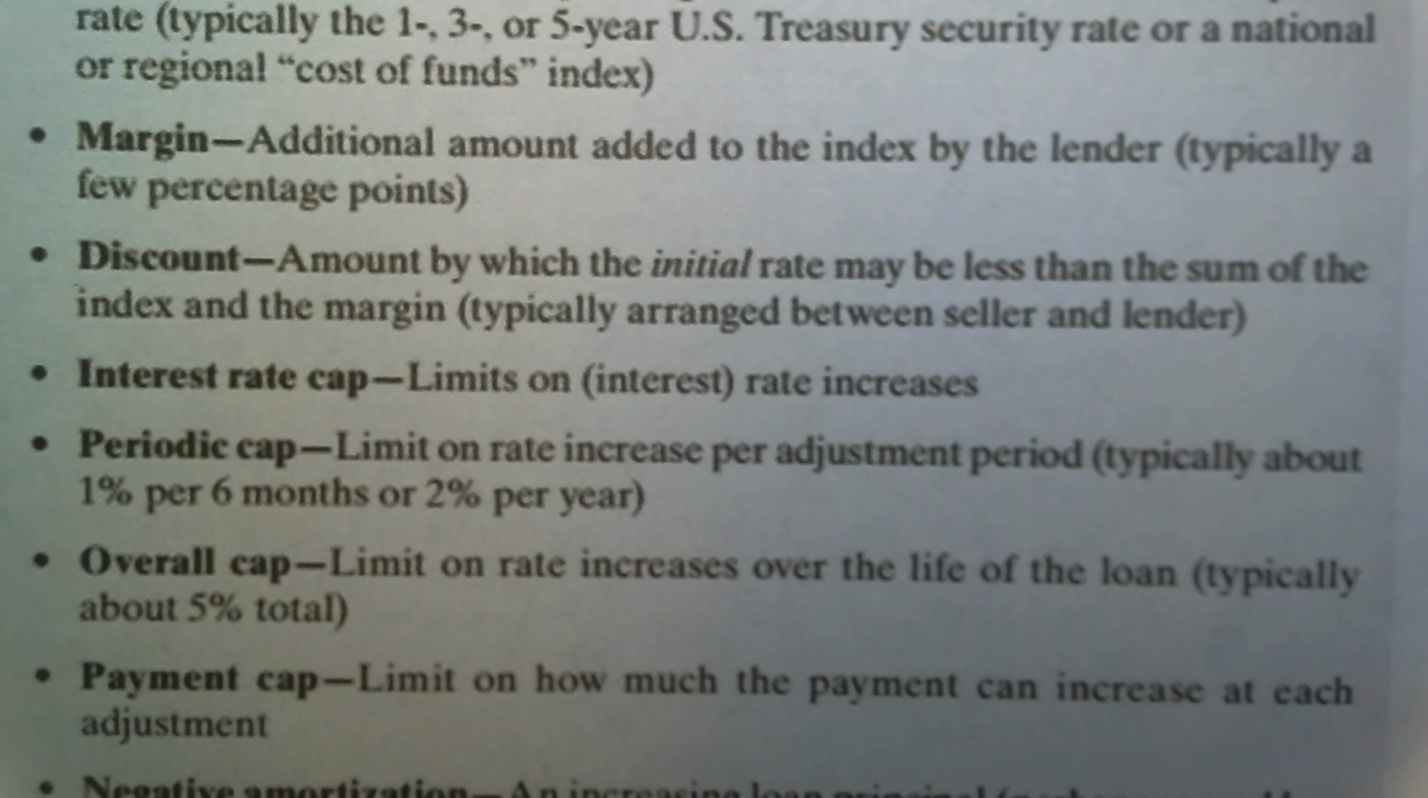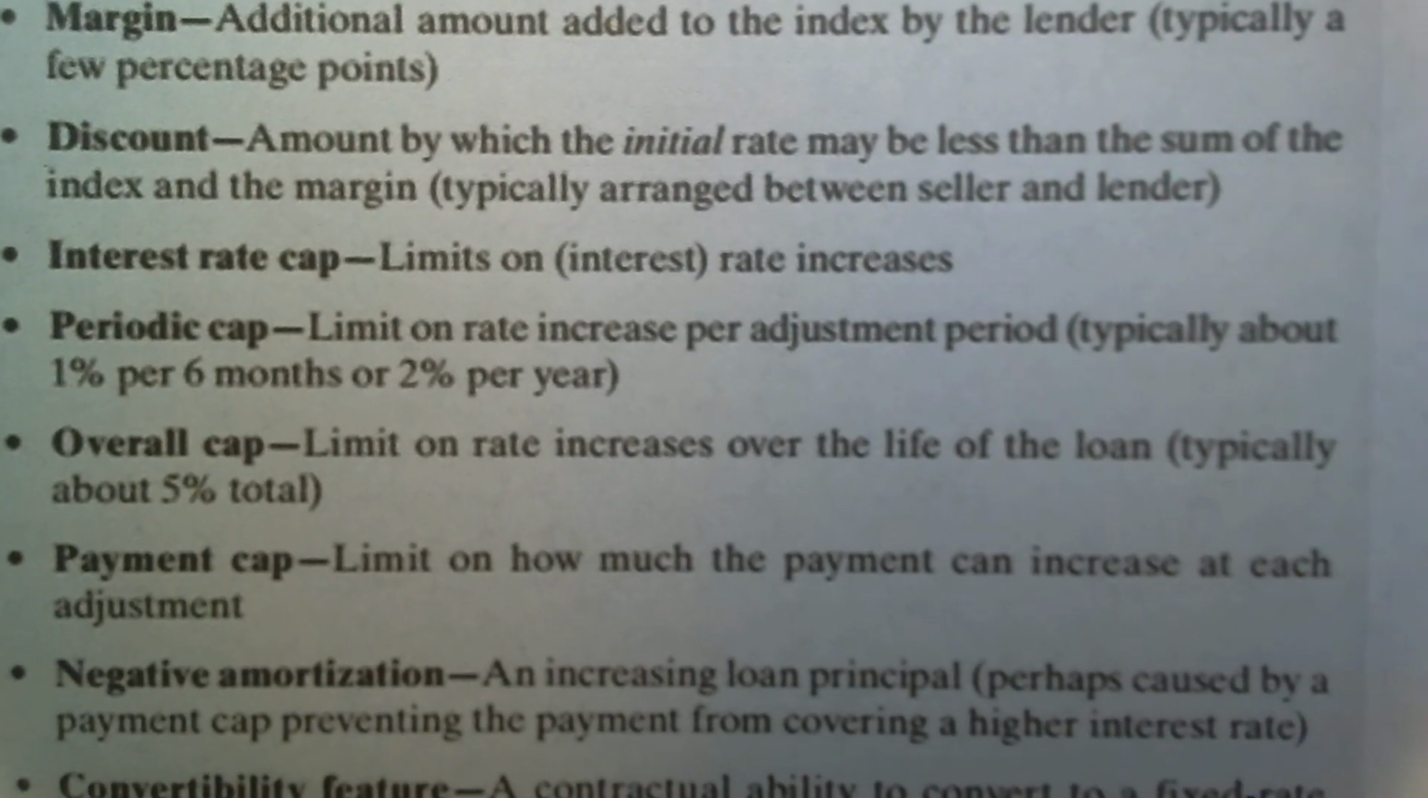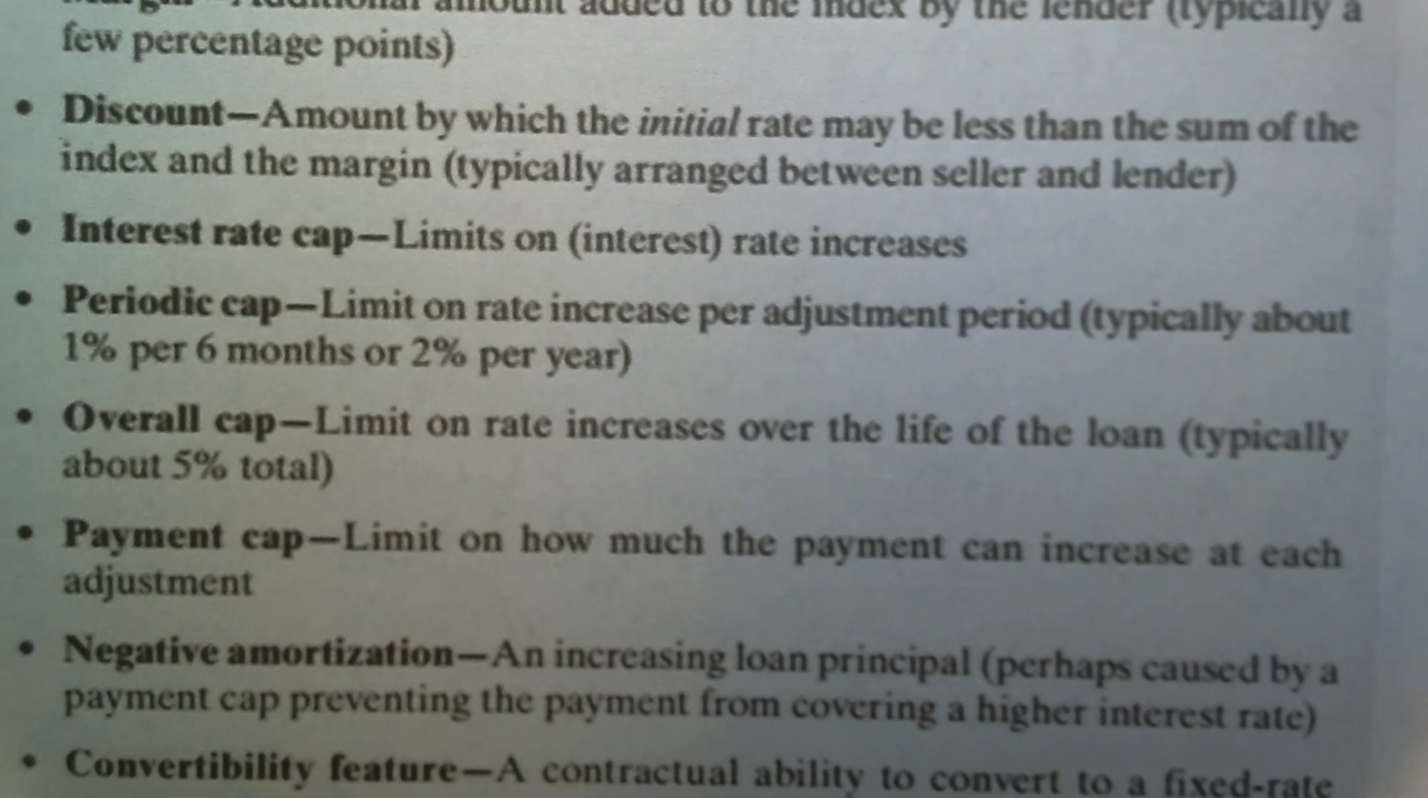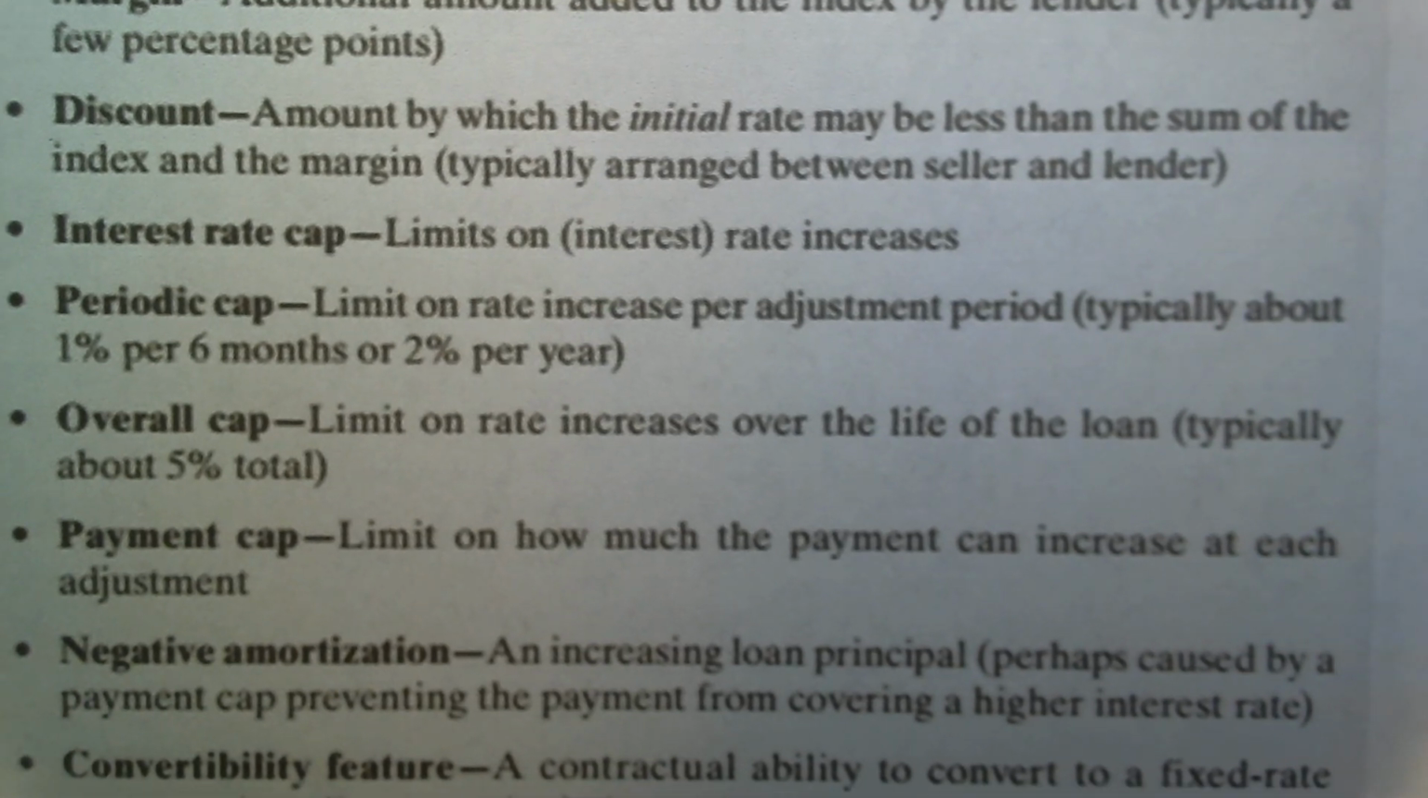So there are a lot of things. There's negative amortization. That means an increasing loan principal caused by a payment cap, preventing the payment from covering a higher interest rate. So in other words, all kinds of things you have to watch out for when you're considering an adjustable rate mortgage. And the negative amortization can happen when, due to the different caps, the payment won't cover the high interest rates. And what it really means, negative amortization, is that your principal goes up instead of going down. That's what negative amortization means.